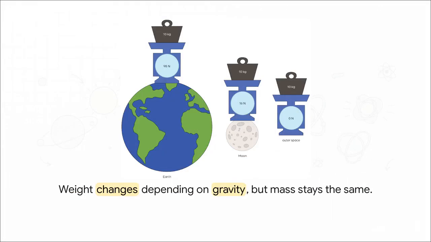Let's look at a concrete example. Think about a 10-kilogram mass. On Earth, our gravity pulls hard, so it weighs 98 newtons. But if we take that exact same 10-kilogram mass to the moon, where the gravity is much weaker, it only weighs 16 newtons. And what if we take it into deep outer space? Well, the mass is still exactly 10 kilograms, nothing vanished, but with zero gravity pulling on it, its weight plummets to absolute zero.